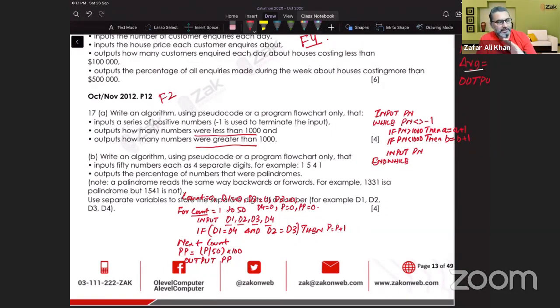If you look into these marking schemes, no marks are allocated. So this is just a 4 marks question. What do you expect? You need to write the whole program?